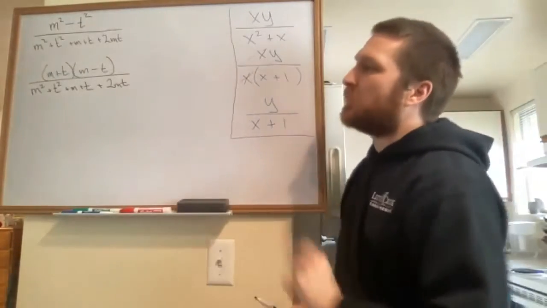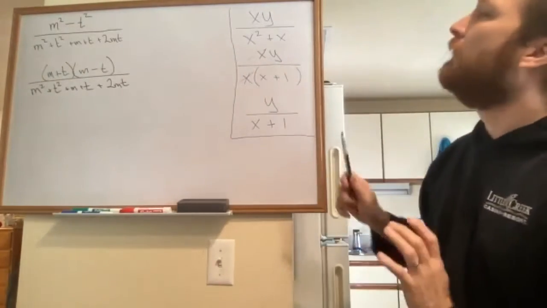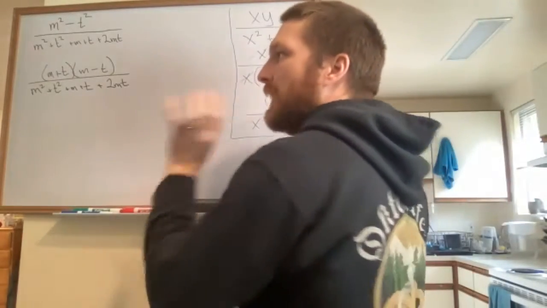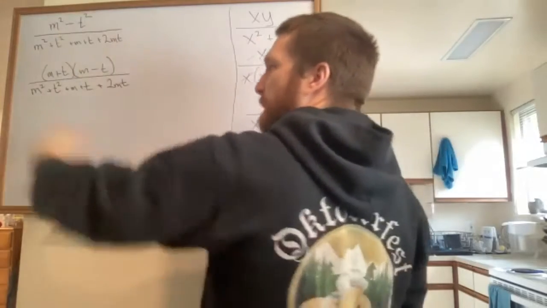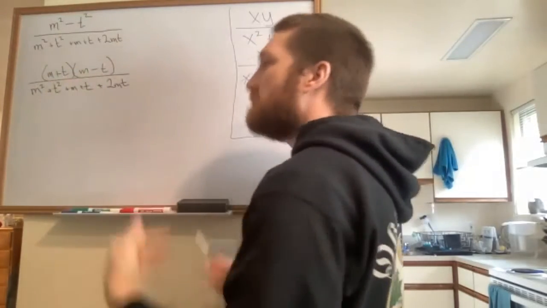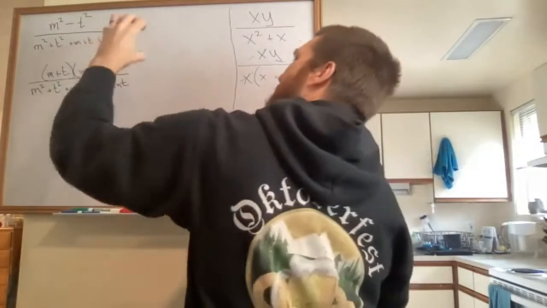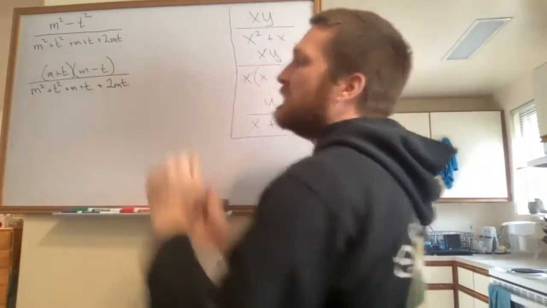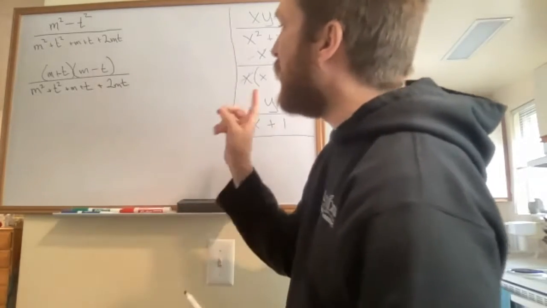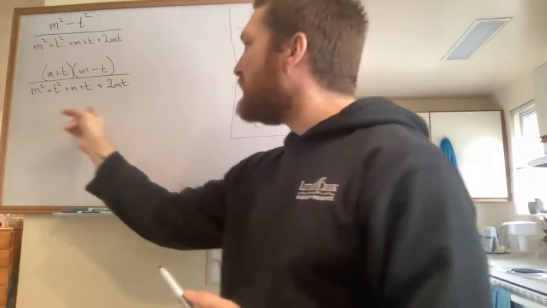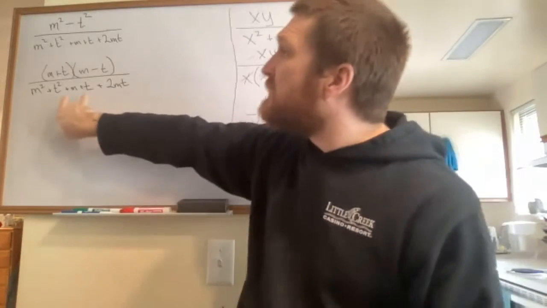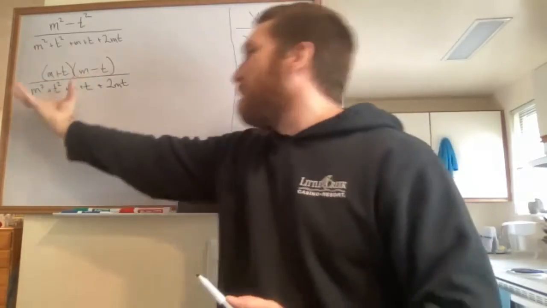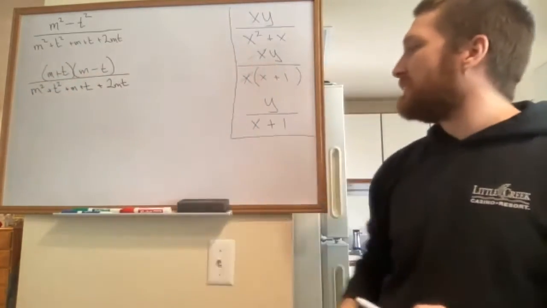So now this is what goes through my head. I'm hoping that something's going to cancel. My options are, if I could get an M plus T by itself on the bottom, then I could cancel it. Or if I get an M minus T by itself or factored out on the bottom, then I could cancel it. So then I start asking myself, do I have an M plus T or an M minus T? I do notice that there is an M plus T, but I can't just cancel it out because it's not multiplied by the whole thing.